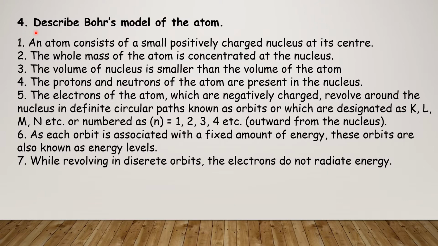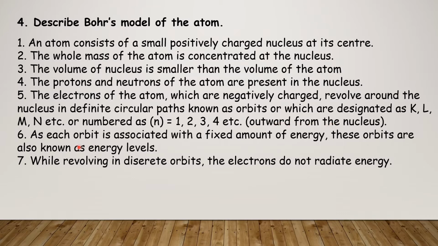Fourth question. Describe Bohr's model of the atom. I'll put some points here. First, an atom consists of a small positively charged nucleus at its center. Second, the whole mass of the atom is concentrated at the nucleus. Third, the volume of the nucleus is smaller than the volume of the atom. Fourth, the protons and neutrons of the atom are present in the nucleus. Fifth, the electrons of the atom, which are negatively charged, revolve around the nucleus in definite circular paths known as orbits, designated as K, L, M, N, etc., or numbered 1, 2, 3, 4, etc. outward from the nucleus.